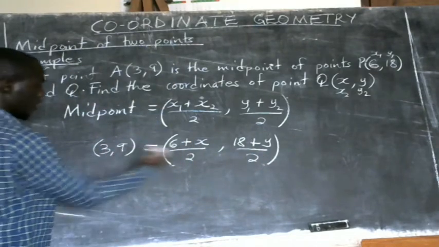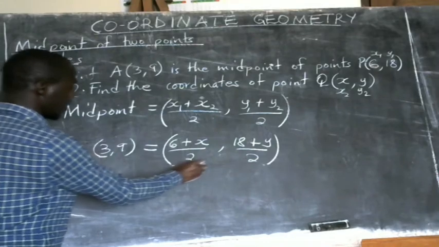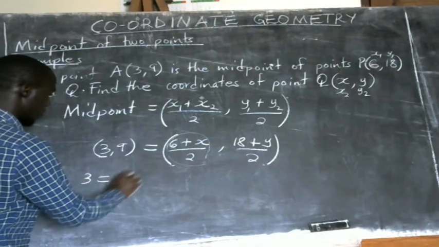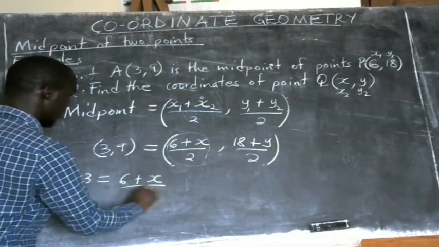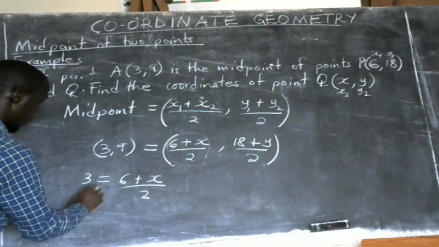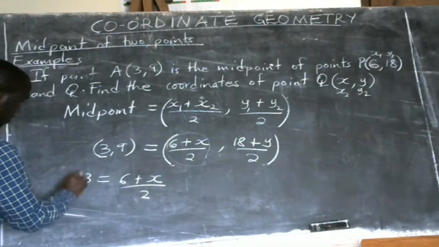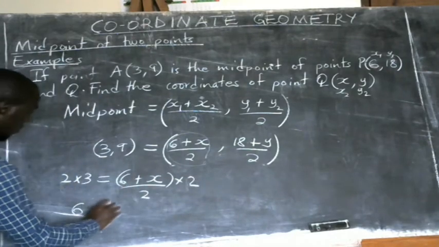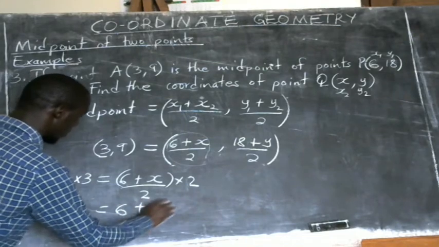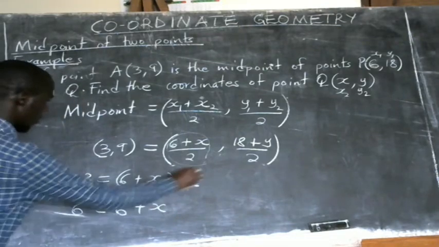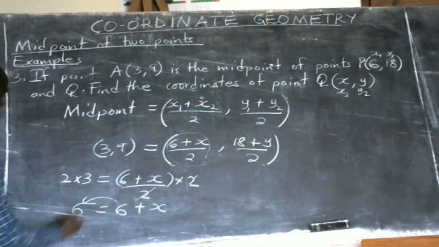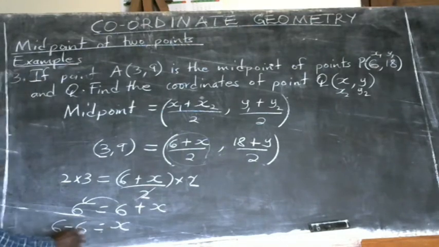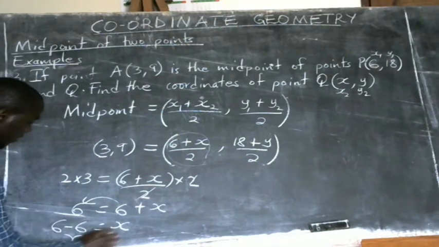If these coordinates are equal, that means the x value here is the same as the x value there. So 3 is equivalent to 6 plus x divided by 2, multiplying both sides by 2. I'm having 6 is equal to 6 plus x, because the 2 cancelled. Then I take the 6 to the other side, so I have 6 minus 6 to get x, and I end up getting the x value as 0.